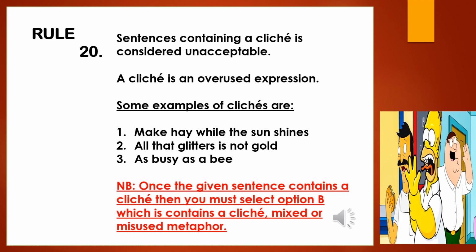Rule number 20. Sentences containing a cliche are considered unacceptable. A cliche is an overused expression. Some examples of cliches are make hay while the sun shines, all that glitters is not gold, as busy as a bee. Note well, once the given sentence contains a cliche, then you must select option B, which is contains a cliche, mix or mixed use metaphor.